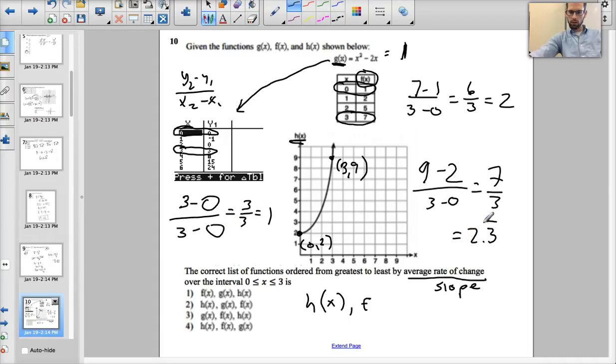Thank you, Miss Fergus. All right, so f of x comes afterwards because the average rate of change for f of x is 2. So f of x will be next.